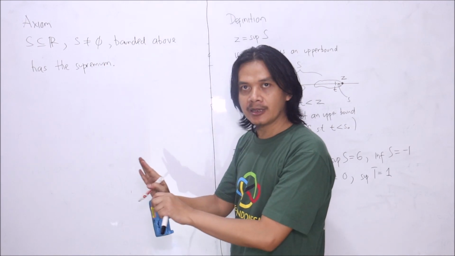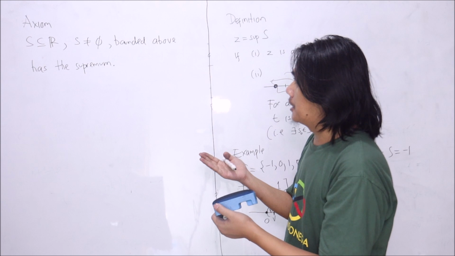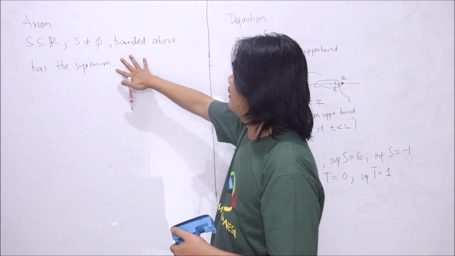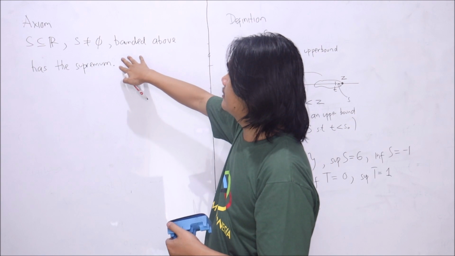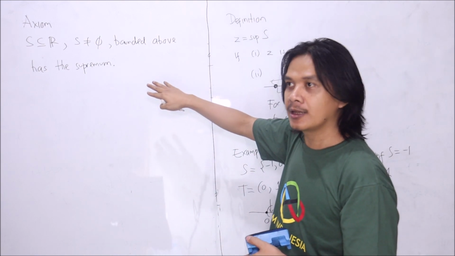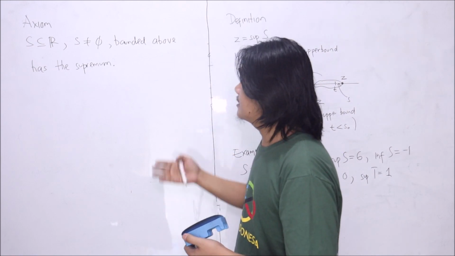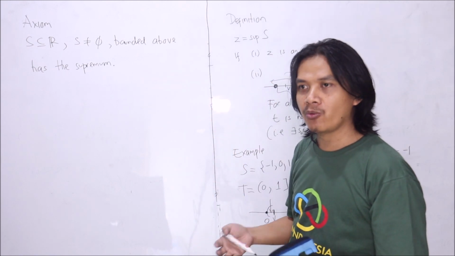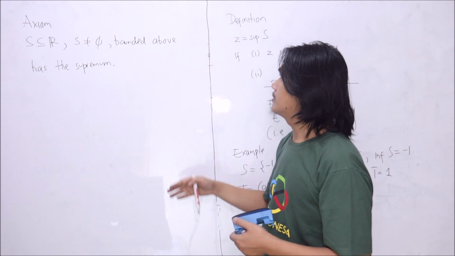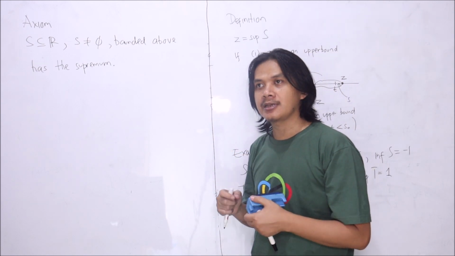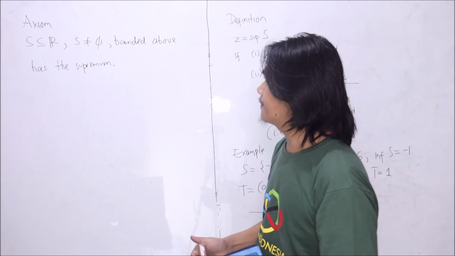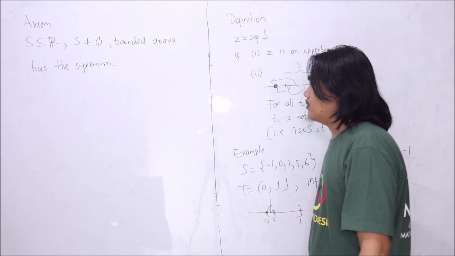Okay. And similarly, even though we only have one half of the axiom, which is only talking about the supremum, we can verify that this also implies that whenever we have a subset of R which is non-empty and bounded below, then the set must have the infimum. Okay.